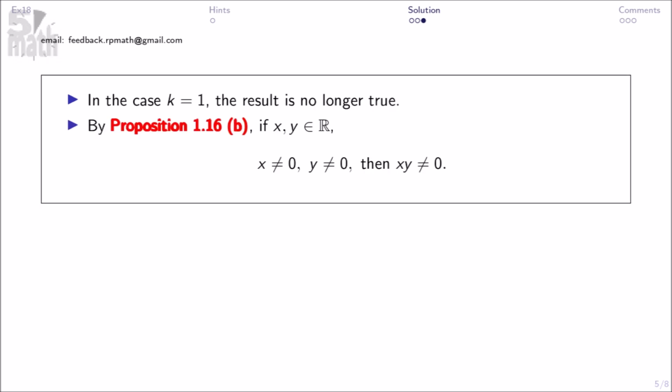In the case k equals 1, the result is no longer true. By proposition 116b, if x, y in R, x not equal to 0, y not equal to 0, then xy not equal to 0.